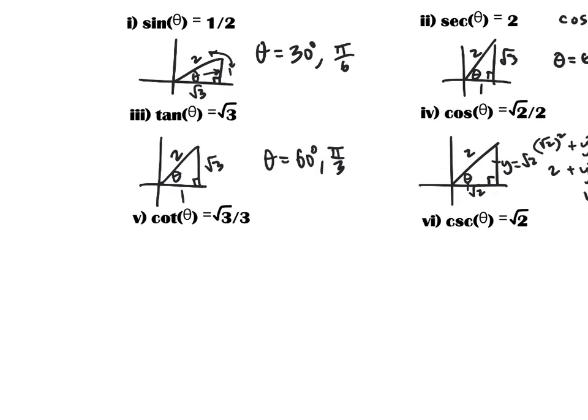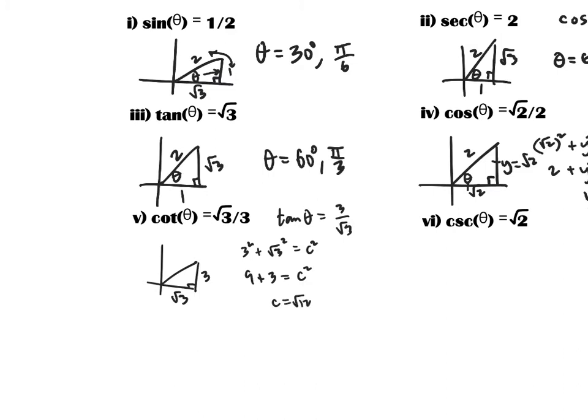Okay, cotangent, root 3 over 3. So if the cotangent is root 3 over 3, then the tangent is 3 over root 3. So let's sketch that out. 3 over root 3. Okay, now let's do the Pythagorean theorem. So 3 squared plus root 3 squared is equal to c squared. So 9 plus 3 is equal to c squared. So c is equal to the square root of 12.